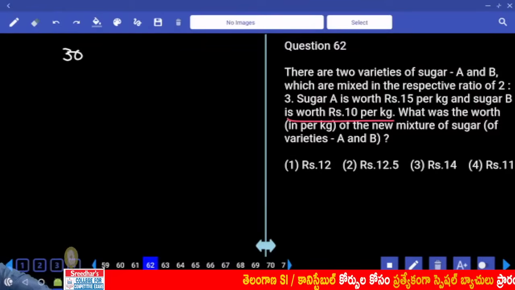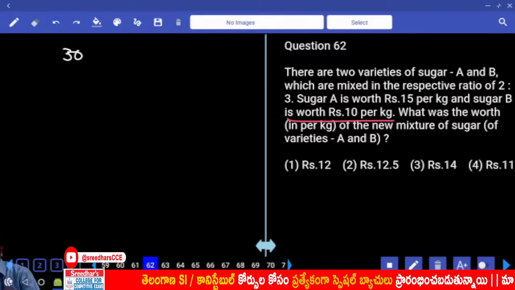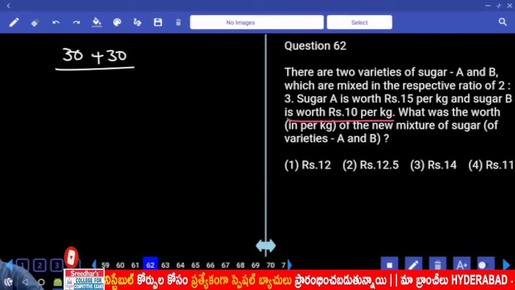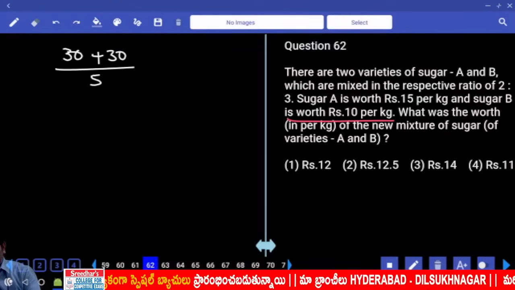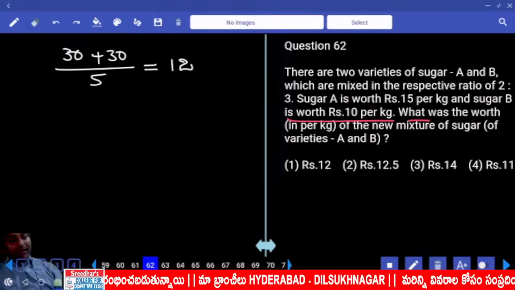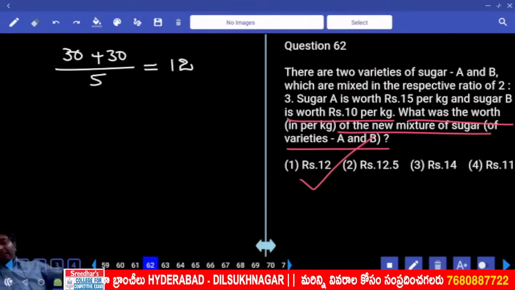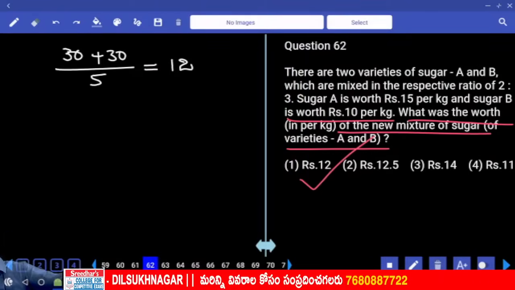Remember. Sugar B is worth of 10 rupees per kg. How many kgs were procured? Per kg 10 rupees. 3 kgs. What is total cost? Total cost 30. Total how many kgs we have? 5 kgs. Then per kg cost will be divided by 5 only. How much is that? What was the worth of new mixture of sugar variety A and B together? 12. Clear?